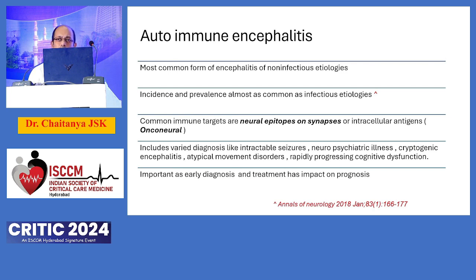Common targets in these patients are the neural epitopes on synapses or the intracellular antigens. Intracellular antigens are what we have been seeing for quite some time. All the neural epitopes are ones which are being discovered recently. Their presentation will be very wide. They can present with refractory seizures, neuropsychiatric illnesses, cryptogenic encephalitis, atypical movement disorders and many autonomic disturbances.